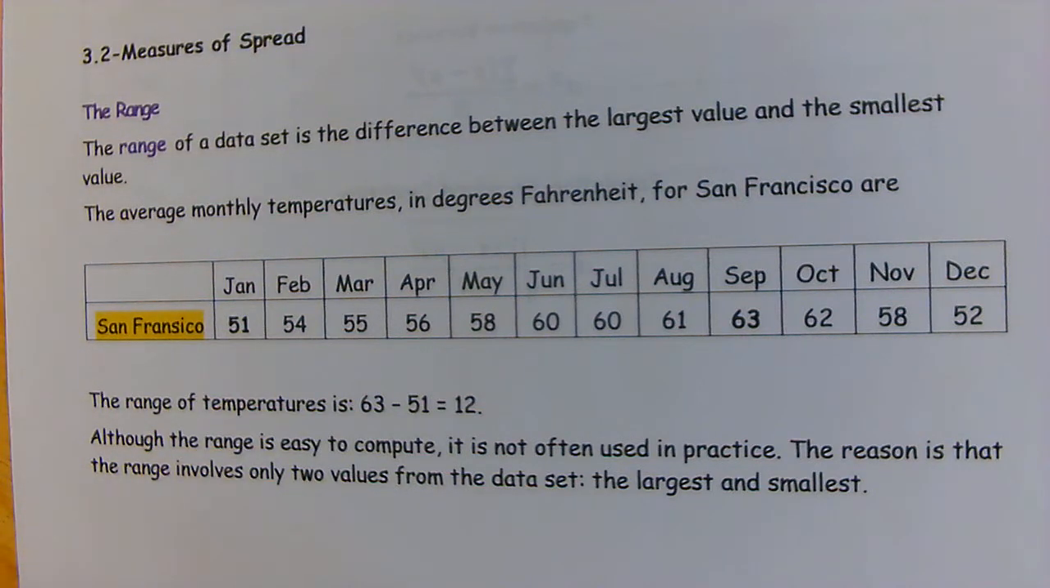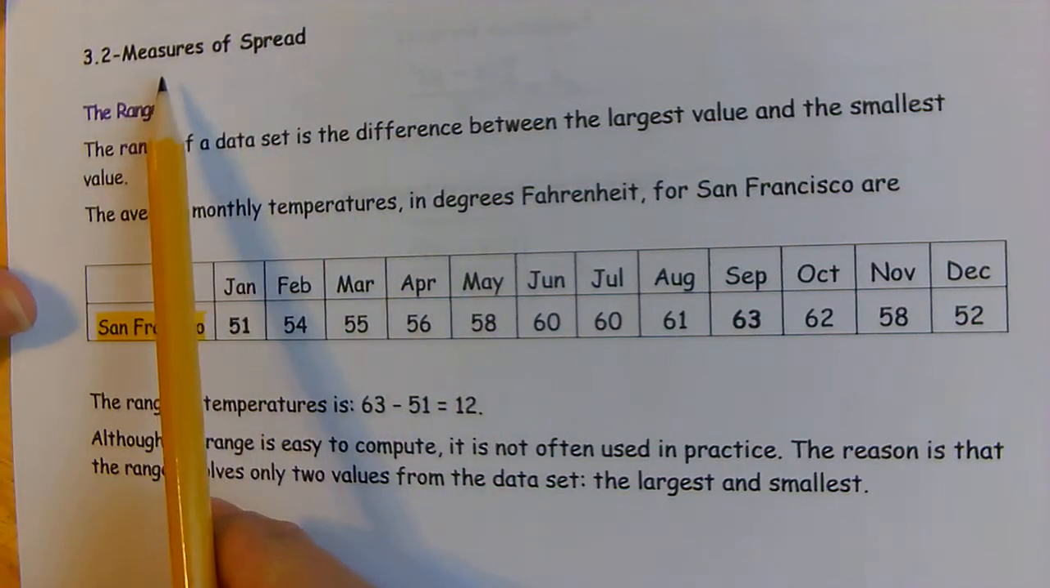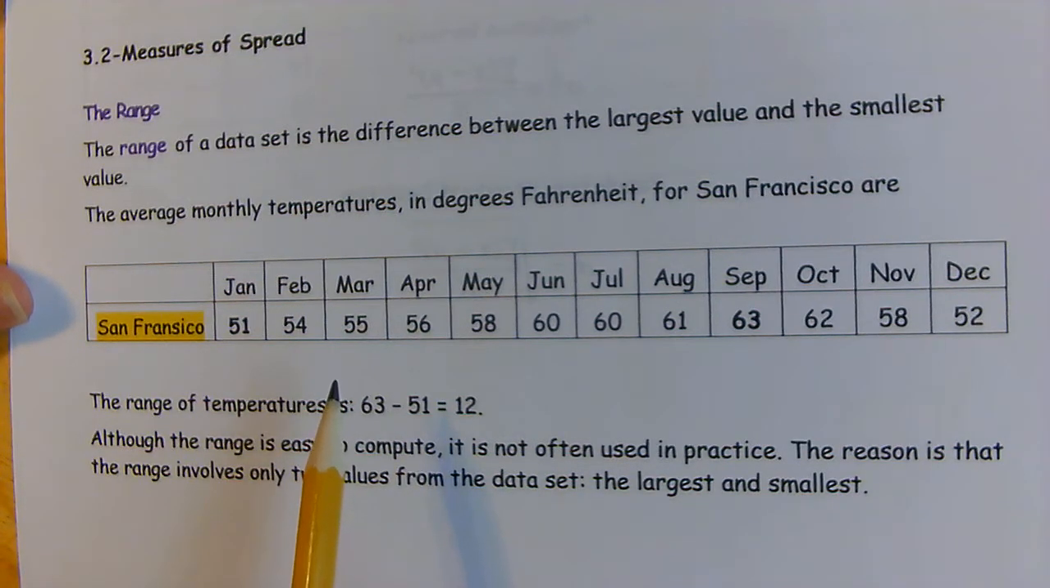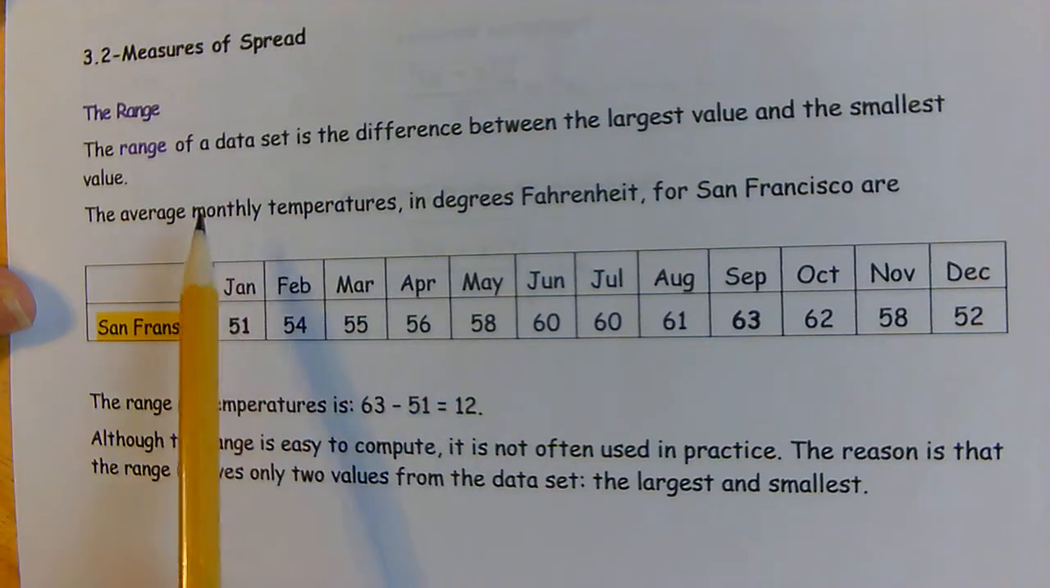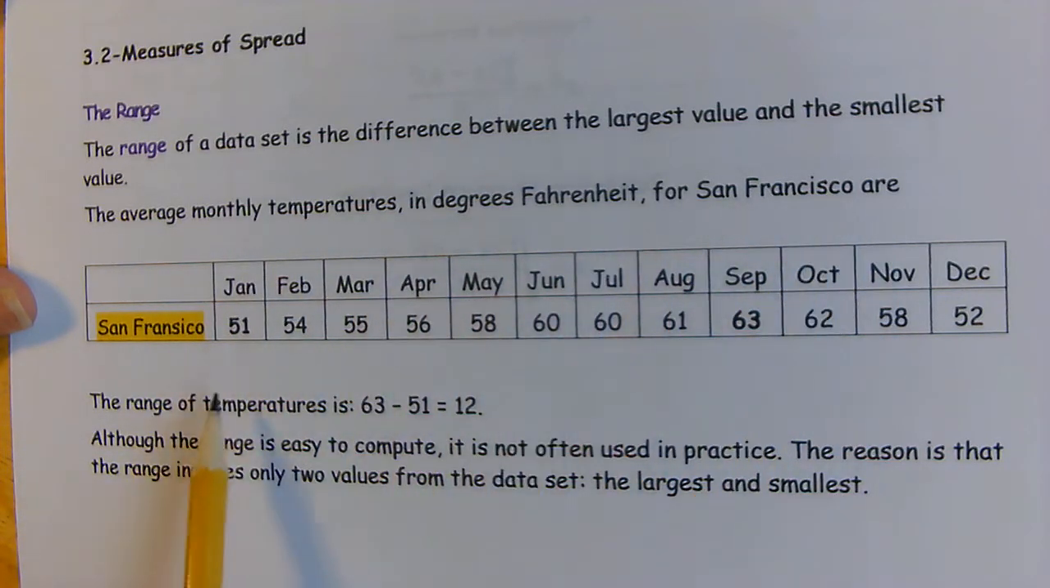So we're still in Unit 2, Numerical Summary of Data. 3.2 is Measures of Spread. 3.2 has a lot of information in it. First, it starts with the range, which is the largest value minus the smallest value. So the average monthly temperatures in degrees Fahrenheit for San Francisco are as follows. So 63 is the highest or the largest, minus 51 is the lowest, so 12 is the range.